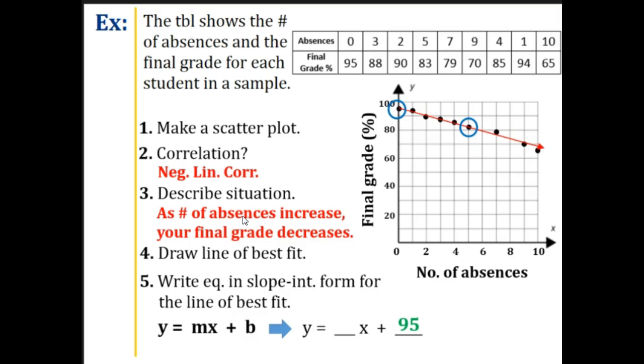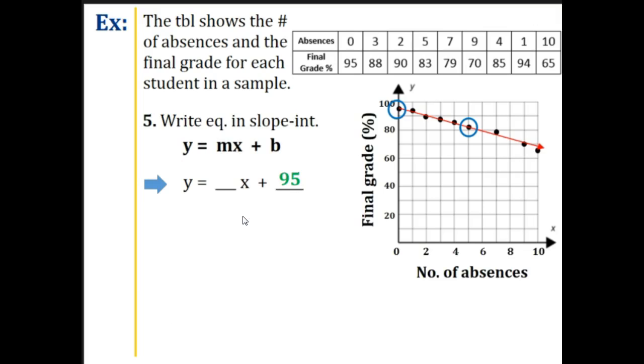So at 5, my y is 83. Let's look at it again. Sorry, I had to go to the next slide. So count down, it's going to be a negative, and then right. So from 95 to 83, how far did we go down?